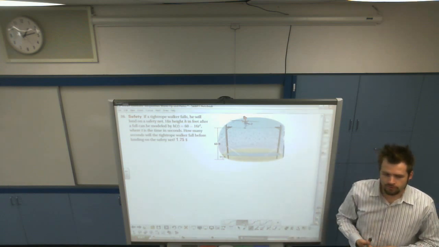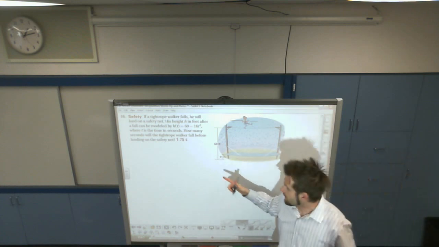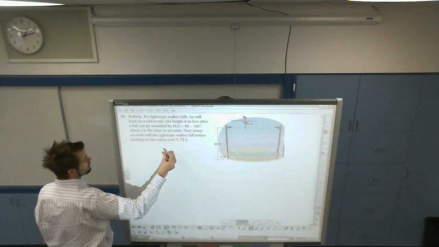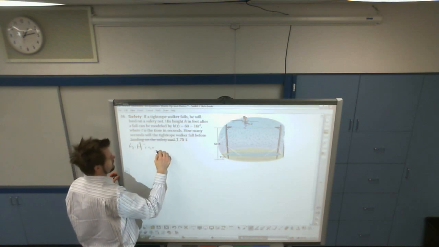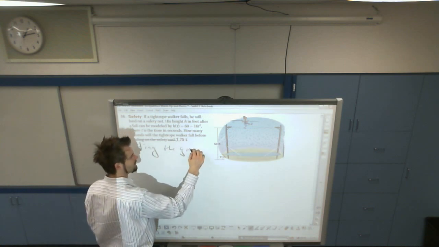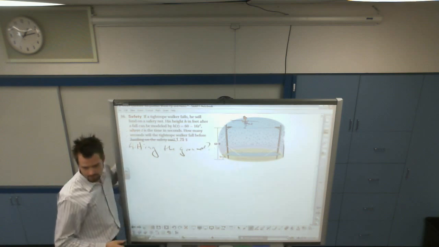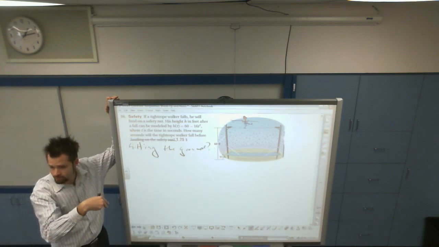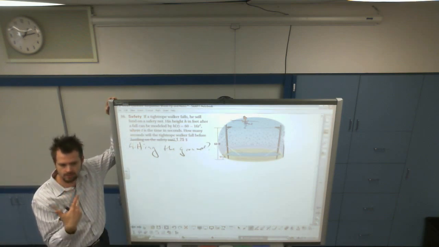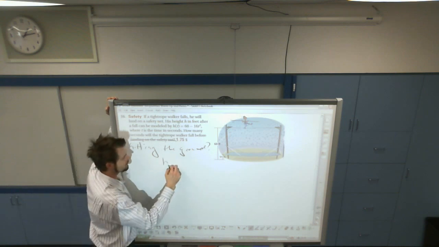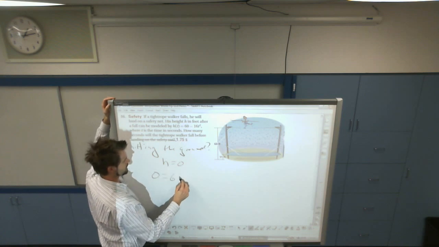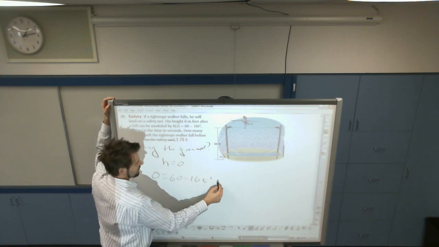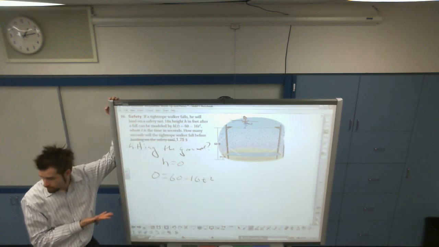Now, we're used to them saying things like, how many seconds will the tightrope walker fall before hitting the ground? Because we've had problems where something is falling before, and it's always hit the ground. And when it hits the ground, h is 0. And so you'd substitute 0 equals 60 minus 16t squared. But that's not this problem.